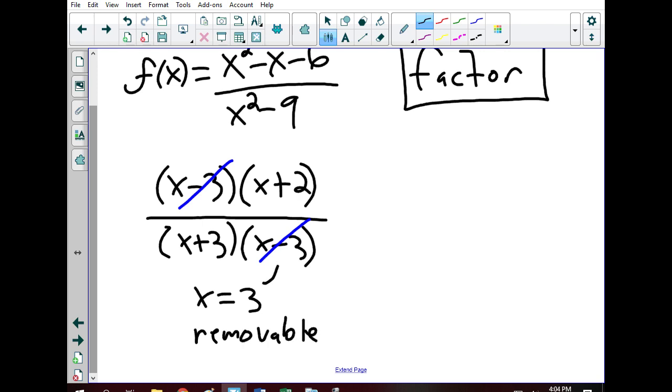And again, it's because it will make that factor equal 0. So in short, when you factor the function, the factor that you're able to remove is going to represent your removable discontinuity.